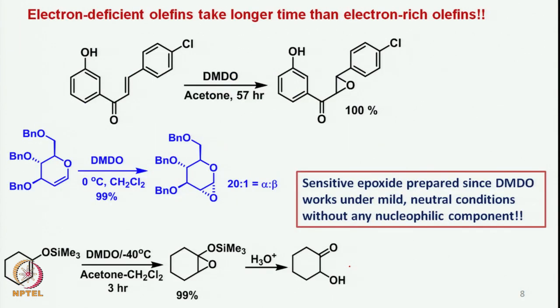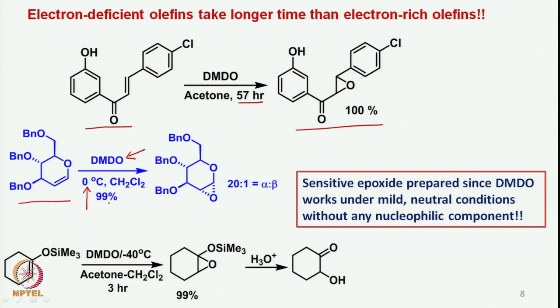Now electron deficient olefins, as I mentioned, take a longer time. As you can see here, this is an electron deficient olefin. It gives 100% of the epoxide, but it has taken 57 hours. So the time does not really matter, because at least the molecule is not unstable owing to hydrolytic stability, and as you can see the yield is 100%. Now one can also use quite sensitive substrates such as this sugar derived olefin, which can react with DMDO at 0 degrees centigrade in dichloromethane.